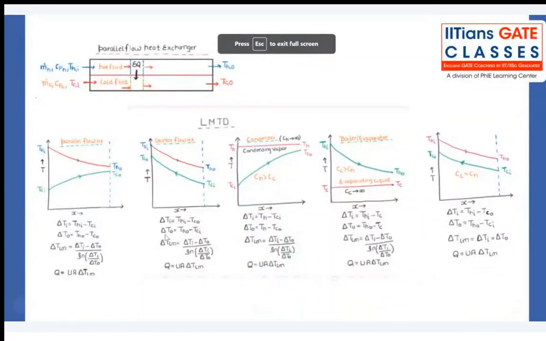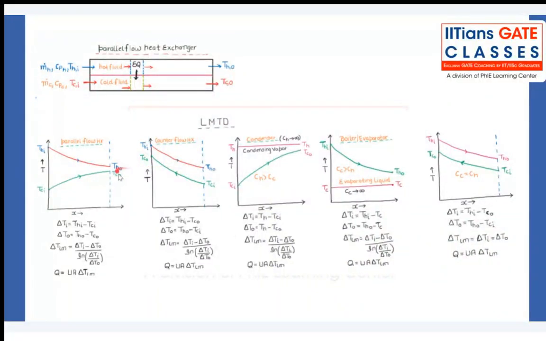So this is the parallel flow heat exchanger. Now another kind of heat exchanger is called the counter flow heat exchanger. In this heat exchanger, the two fluid streams flow in opposite directions. The hot fluid flows in one direction, the cold fluid flows in the other direction. In a parallel flow heat exchanger, the outlet temperature of the cold fluid cannot exceed the outlet temperature of the hot fluid. But in a counter flow heat exchanger, there is a possibility that it can go higher than the outlet temperature of the hot fluid.